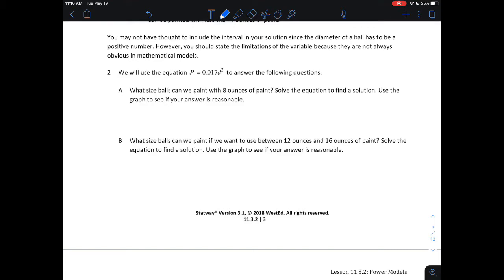So now number 2, we will use the equation P equal to 0.017 d squared to answer the following questions. Part A, what size balls can we paint with 8 ounces of paint? Solve the equation to find a solution. Use the graph to see if your answer is reasonable. So here this is just like what we did before, except now P is equal to 8. So that means I will set 8 equal to 0.017 d squared. Just like we did before, we'll divide by the 0.017 first.